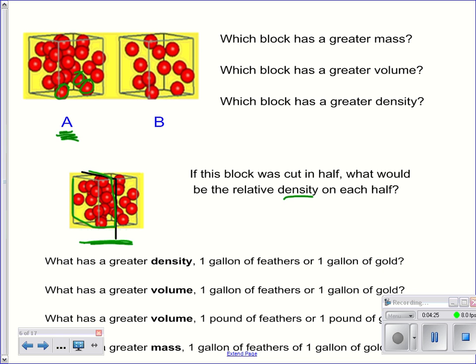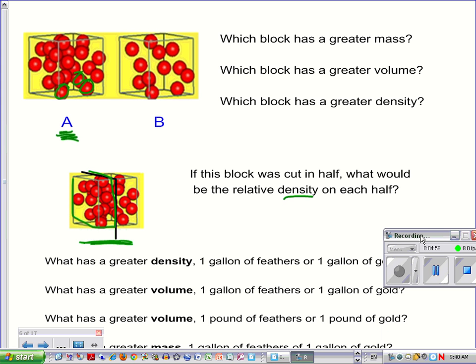A couple other fun little things to think about. You just have to think about the words that are being used to ask these questions. Which one has a greater density? 1 gallon of feathers or 1 gallon of gold? The gold has a greater density. What has a greater volume? A gallon of feathers or a gallon of gold? Same. That was a trick question because a gallon is a gallon is a gallon, so our volume's the same. What has a greater volume? A pound of feathers or a pound of gold?